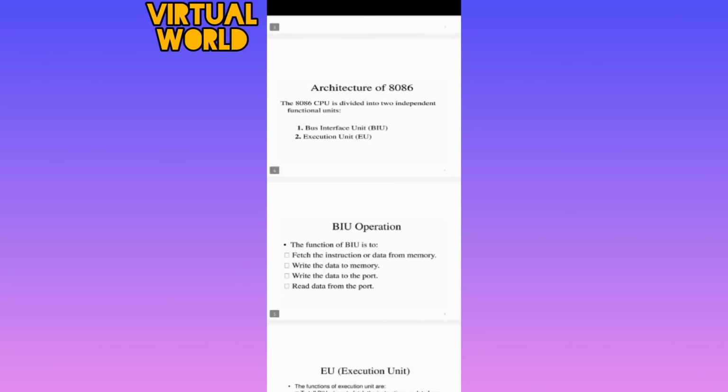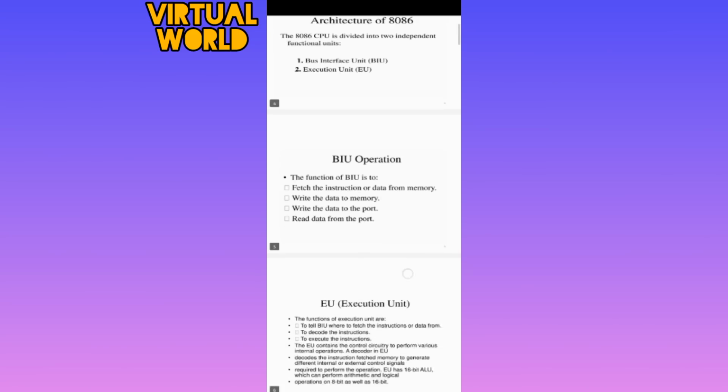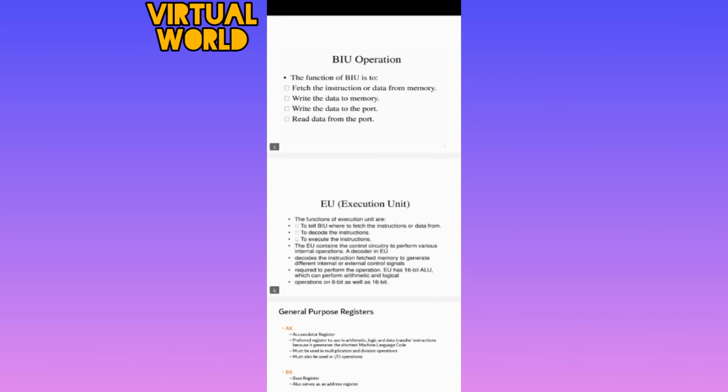The architecture of the 8086 also consists of two independent functional units, which are the bus interface unit and the execution unit. First of all, what is the bus interface unit and its operation? It fetches the instructions or the data from the memory. It also writes the data to the memory and to the port, and it also reads the data from the port.